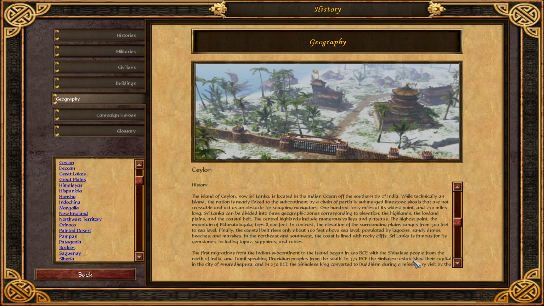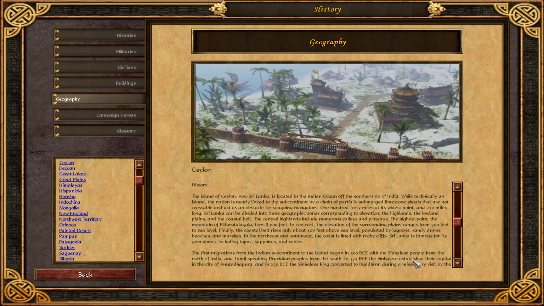The island of Ceylon, now Sri Lanka, is located in the Indian Ocean off the tip of India. While technically an island, the nation is nearly linked to the subcontinent by a chain of partially submerged limestone shoals that are not crossable and act as an obstacle for seagoing navigators.